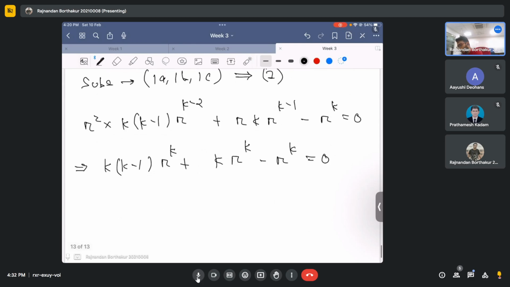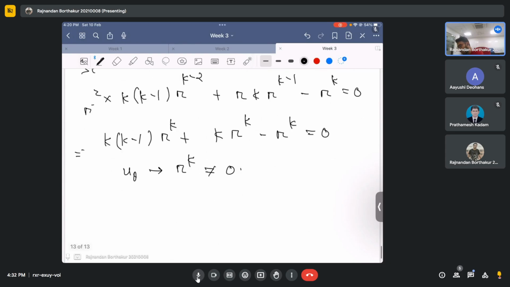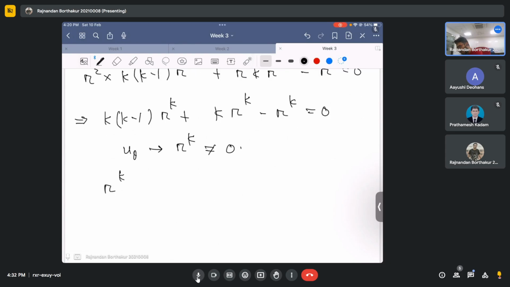Now, since we have assumed u theta to be of r power k, r power k cannot be equal to 0, right? Because if r power k itself becomes 0, then there is no point in solving this u theta because the cylinders are rotating. So it's impossible that r power k can be equal to 0. This means that since this cannot be equal to 0, we can take r power k common from this equation and we'll end up getting k into k minus 1 plus k minus 1 equals to 0.